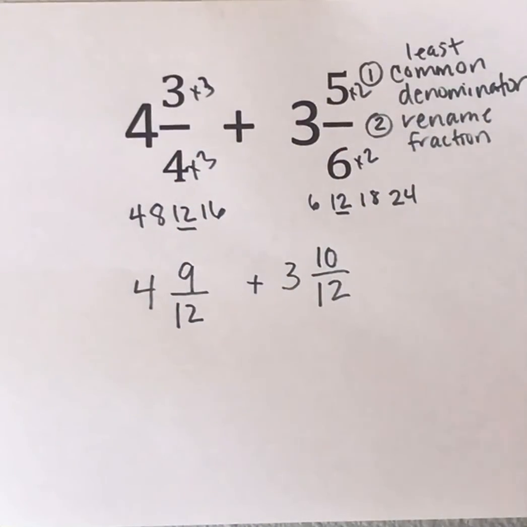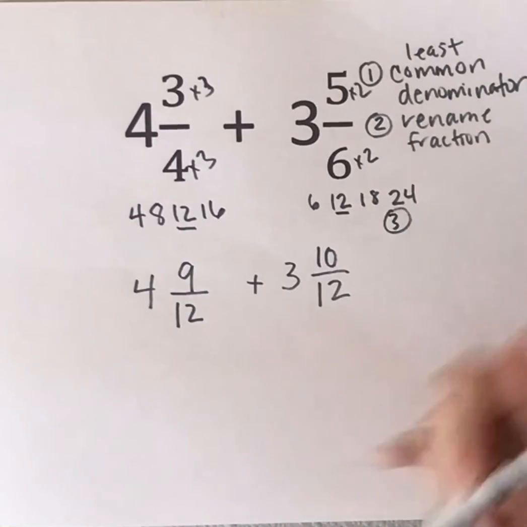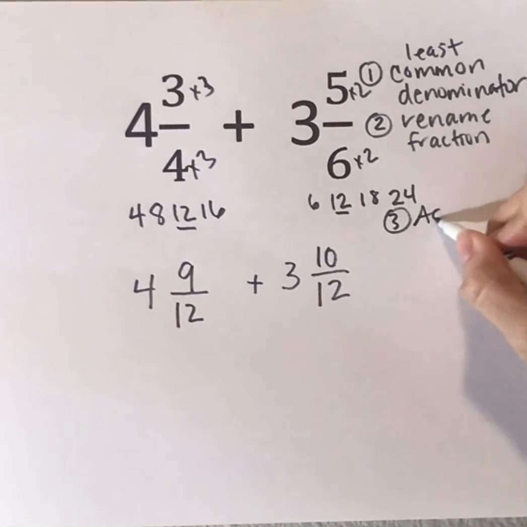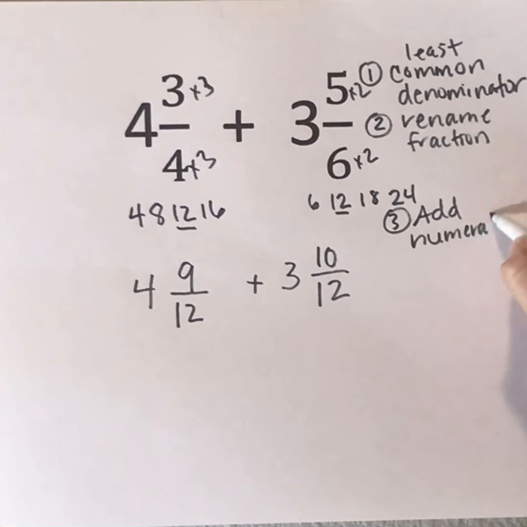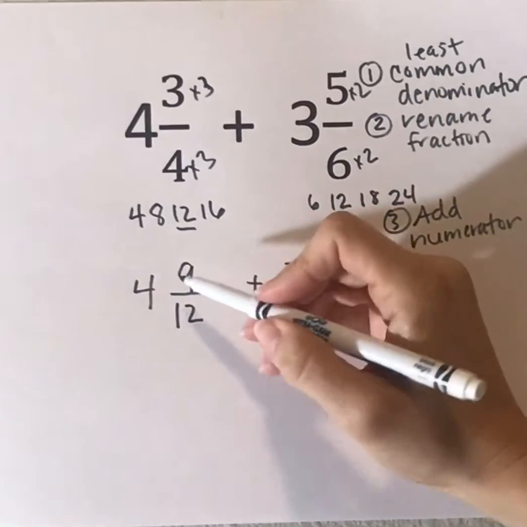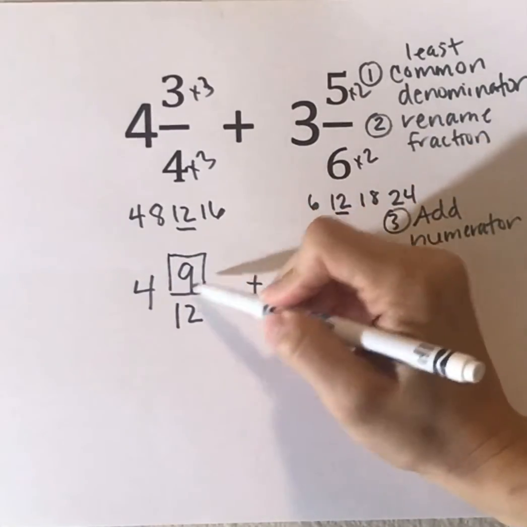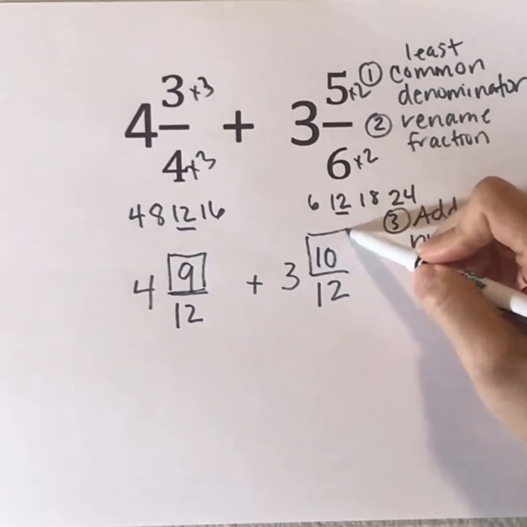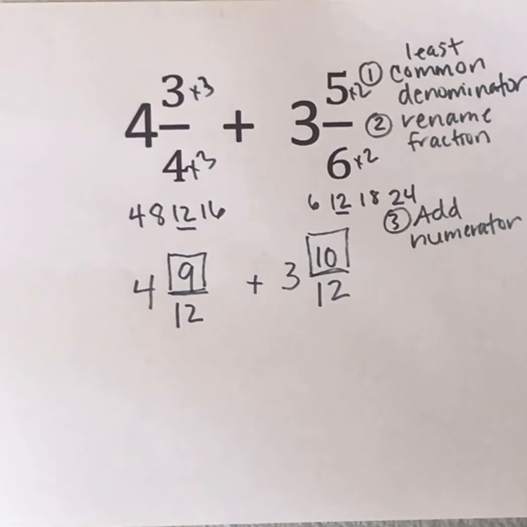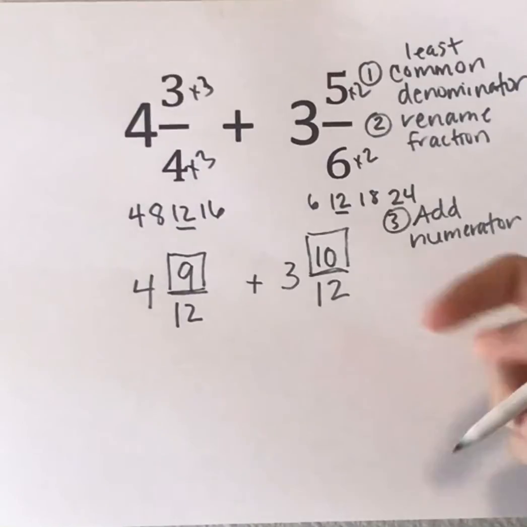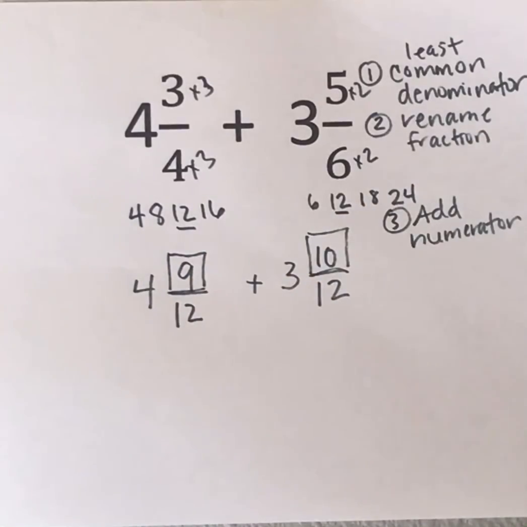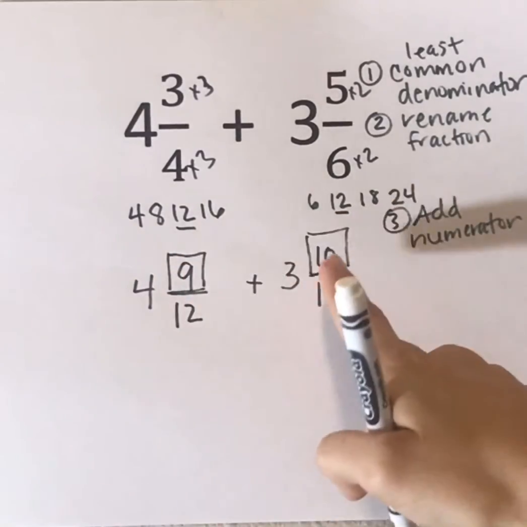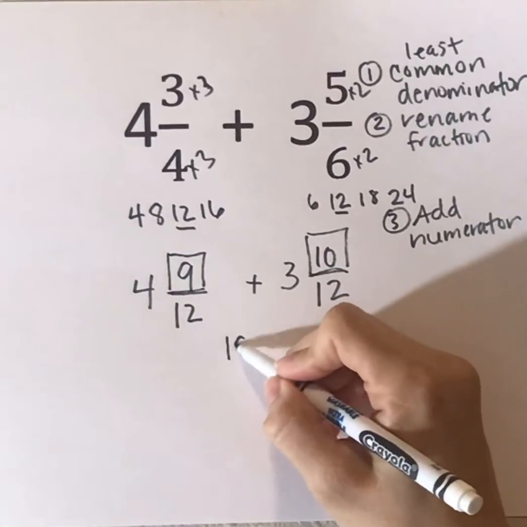All right, next step. Third step is we are now going to be adding our numerators. And we're only going to add our numerators. Remember, the numerator is the top. So we're going to add the 9 and the 10. And we're also going to then add the whole numbers. But let's do the numerator here first. So 9 plus 10 is 19 twelfths.